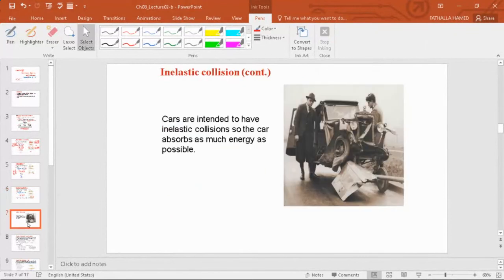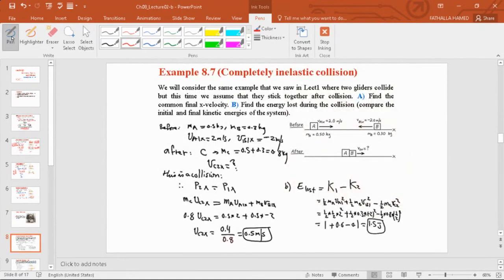So in inelastic collisions, you lose energy. For example, we have an image here where a car collided with something, and we say here that cars are intended to have inelastic collision so that the car absorbs as much energy as possible to protect you. So in collisions with cars, we want the type of collision to be inelastic collision. So the energy is absorbed by the body of the colliding cars. Is this clear? Any question on the three types of collisions?